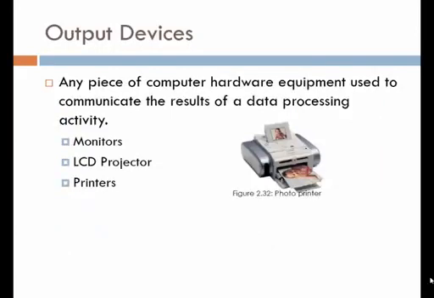Now let's look at output devices. Any piece of computer hardware equipment used to communicate the results of data processing activity is called an output device. What this means is that the output devices show the results of data processing. So without the output devices, you can't see anything when we are using the computer. Let's look at some examples. You have monitors, projectors, printers. These are all output devices.